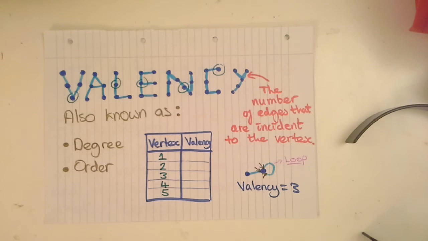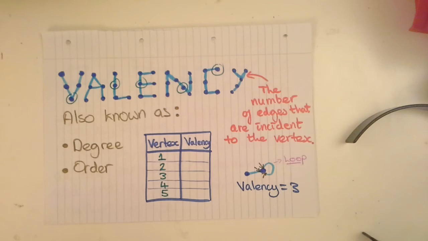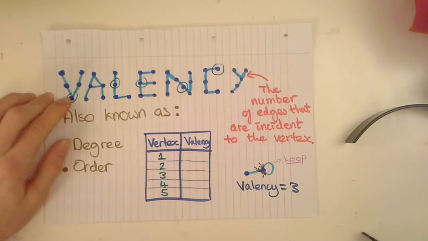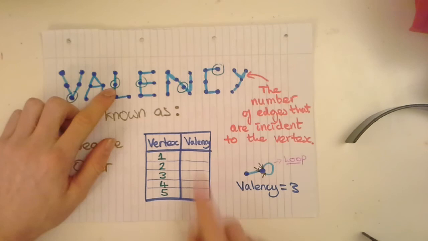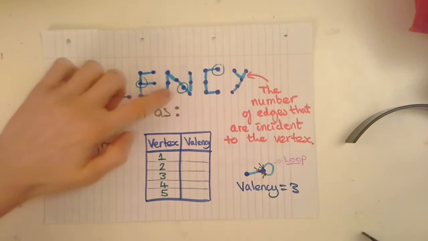If you want to pause the video for a couple of seconds to have a go at guessing what these are, filling them in. Okay, and the answers are: the first one has two edges going into it, so that's got a valency of 2. Our second one also has a valency of 2. The third one has a valency of 3. The fourth one has a valency of 2. And our last one has a valency of 1.